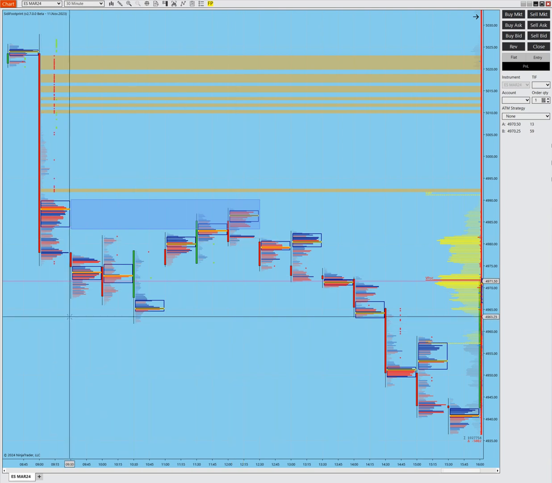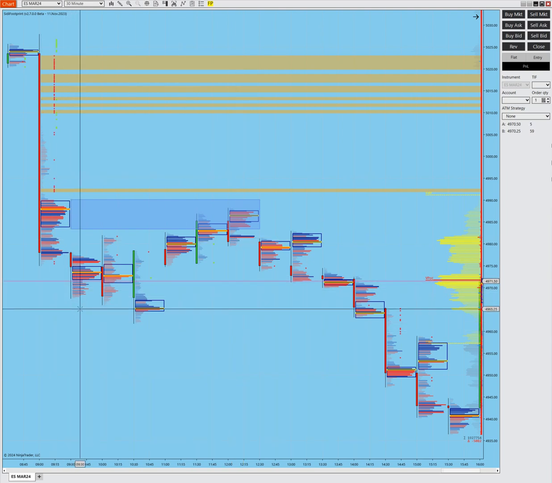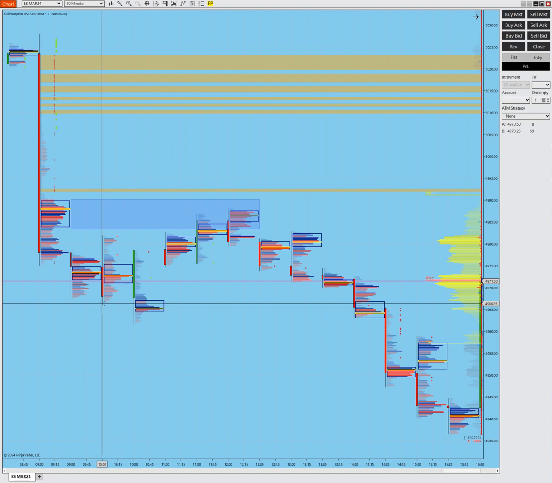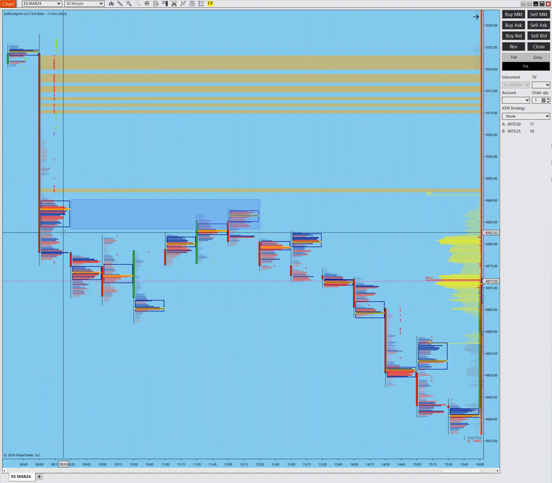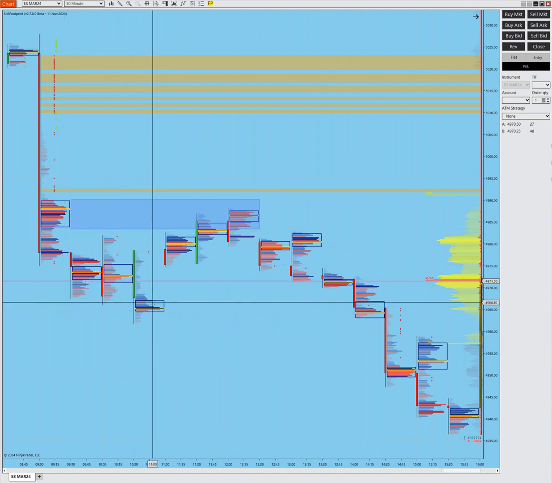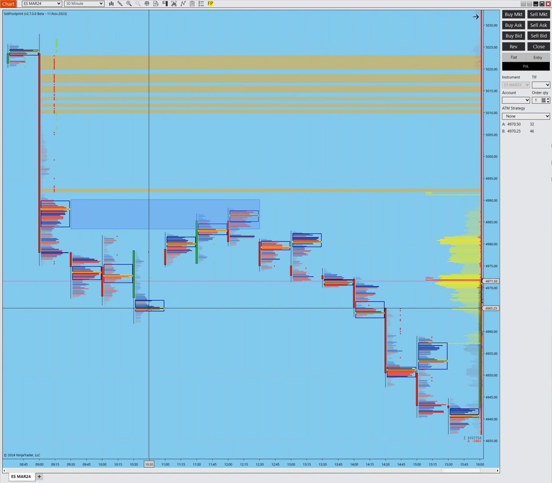But early on, I actually did take a small long. And why did I take a small long? Well, I'm going to show you right now. The other thing that's important on these charts is notice the red and blue coloring. Now that's delta. If you don't know what delta is, it's a very simple term: if it's blue, it's more aggressive buying. If it's red, it's more aggressive selling. I'm going to keep it as simple as possible for you.